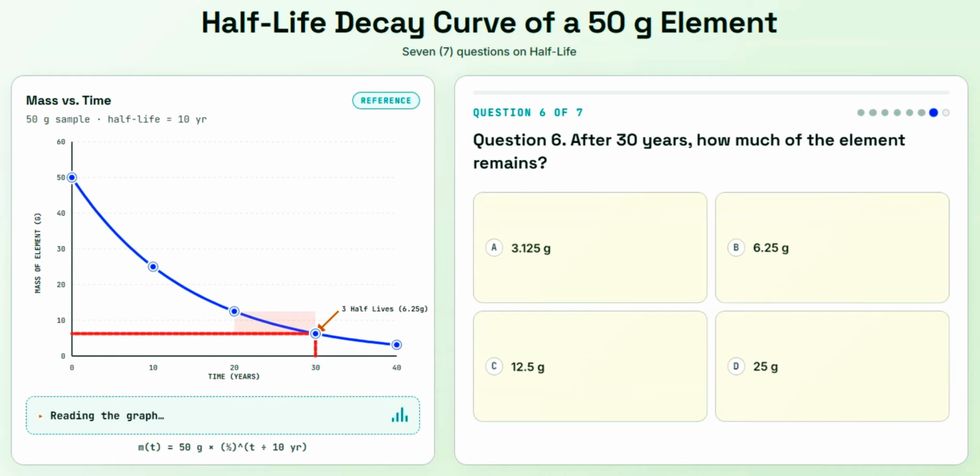Question 6. After 30 years, how much of the element remains? 30 years corresponds to 3 half-life cycles. The mass of our sample halves 3 times sequentially, 50 to 25 to 12.5, and finally down to 6.25 grams. The plot marker at 30 years on the graph points exactly to 6.25 grams, which is option B.